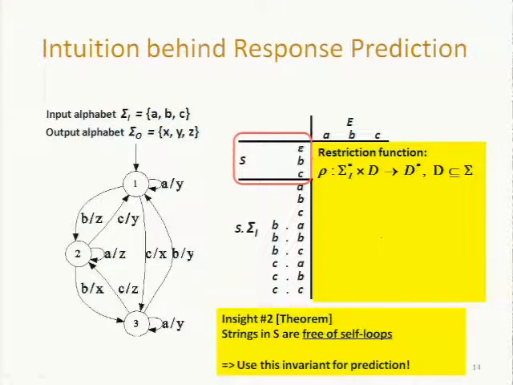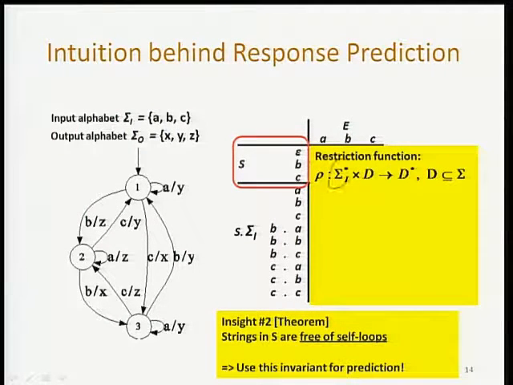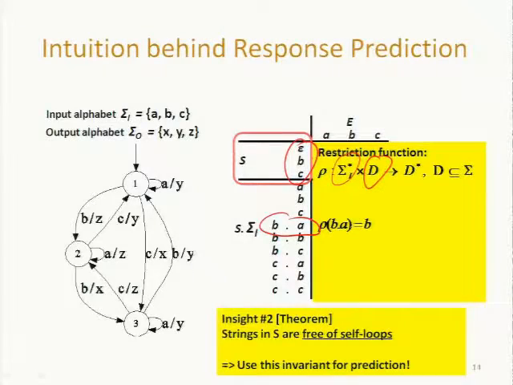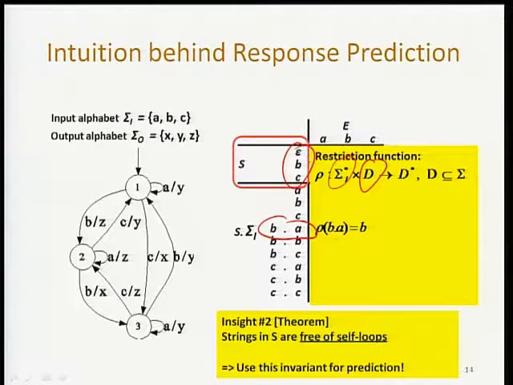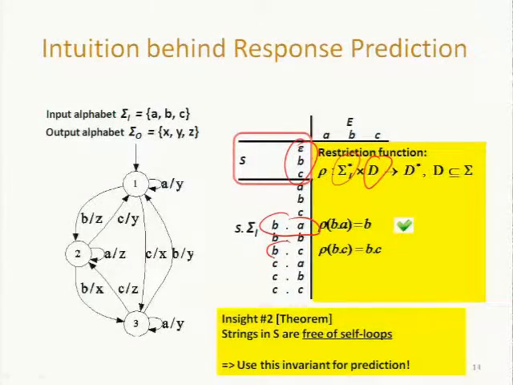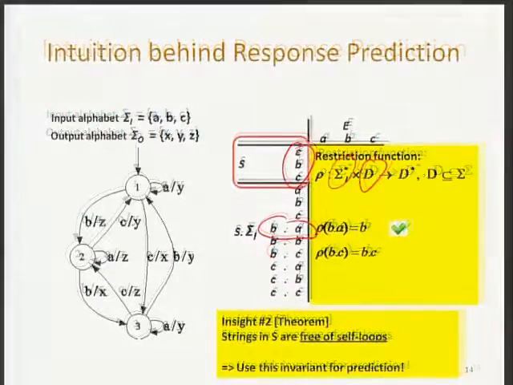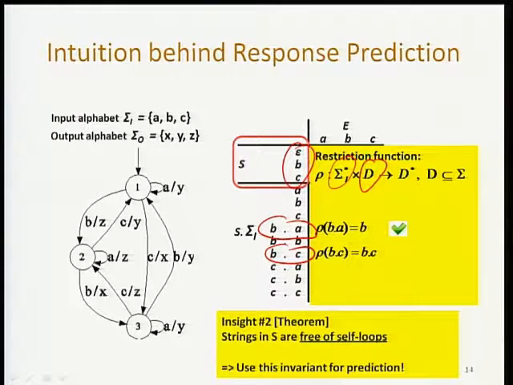So we introduce a restriction function rho, which takes a sequence of input messages in the original input alphabet, and then a set D of messages that are in the S part of the table. In this case, we would have only B and C in set D. It essentially removes all the messages that are not in D. For instance, if you take the string B concatenated with A, then rho of BA is just B, simply because A is not in D. Let's take another example: for B concatenated with C, rho of BC is BC, because both of these symbols are in D, so there is nothing to abstract here.